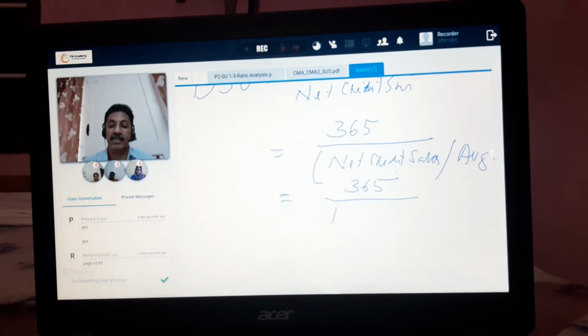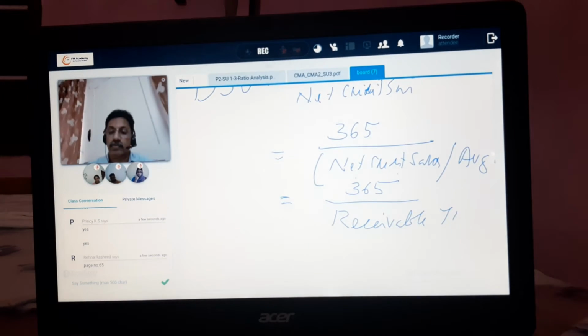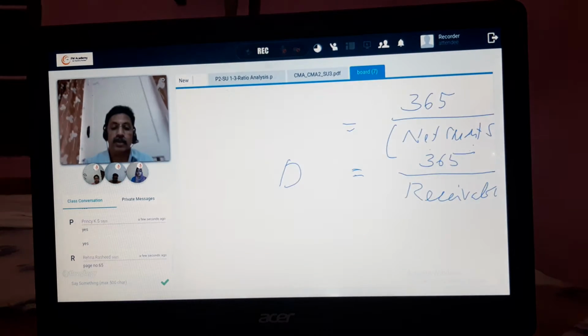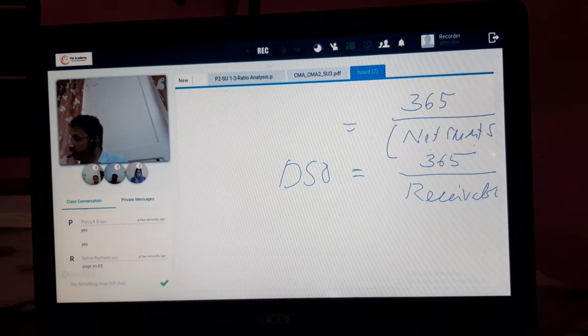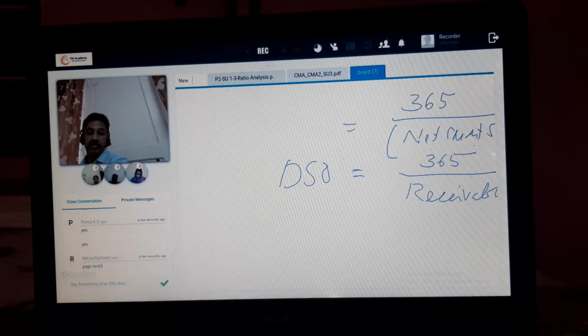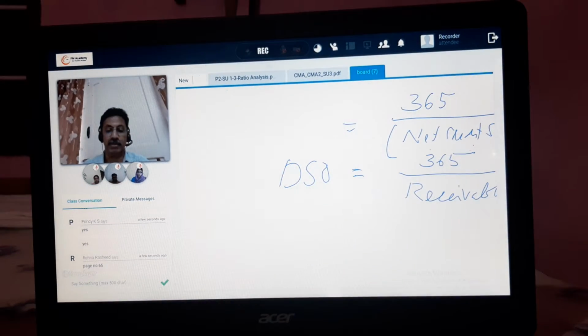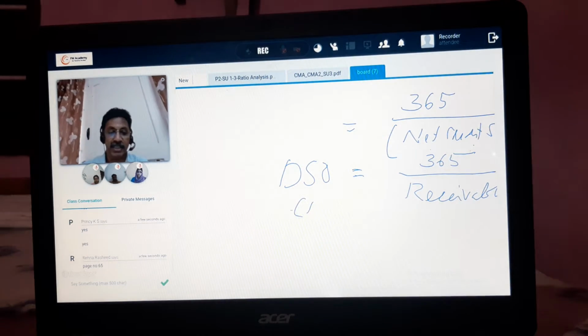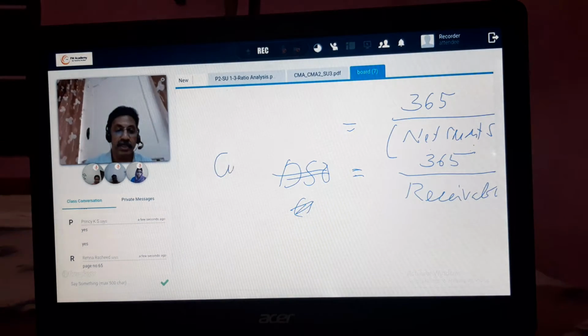365 divided by receivable turnover ratio. So collection period is equal to 365 divided by receivable turnover. If you want it in days, you have to divide 365. So this is in days. This is day sales outstanding. Let me take it as collection period.